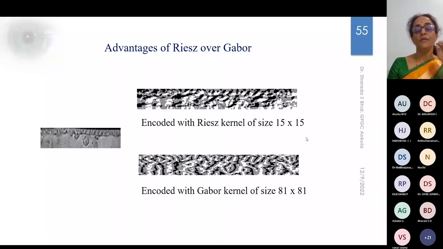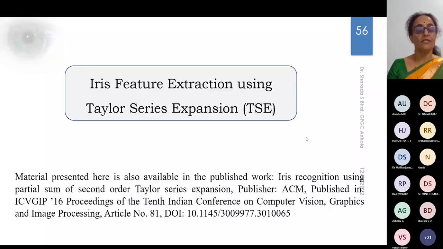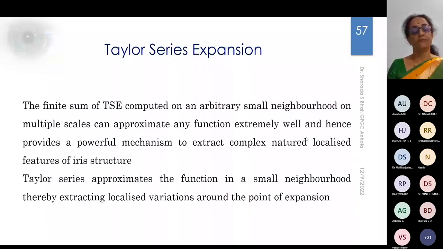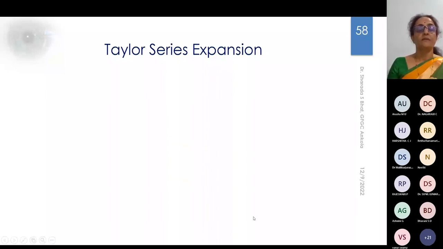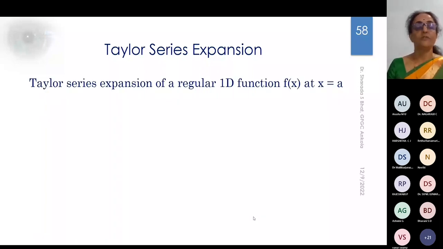Now with this, we'll move on to another feature extraction model itself. Later, I'll come back to iris segmentation models. This one uses Taylor series expansion, TSE. We all know that TSE is a good estimation function. It is used to estimate a function in a small neighborhood with multiple scales, and hence it can be used to extract localized variations around a point of expansion. These are the basics everybody knows about Taylor series expansion.